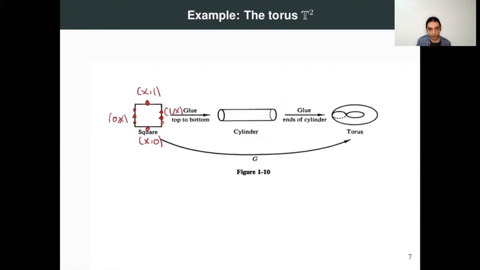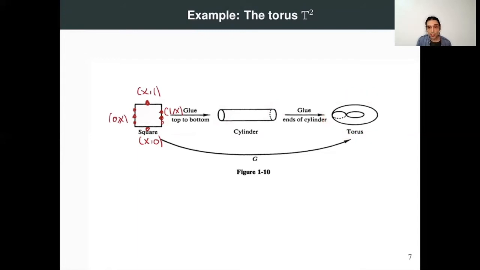But now we have to realize that we have to identify also the left and right sides, so the left and right circles. And when we do this, we get the torus. That's the reason we are calling this the torus T2.